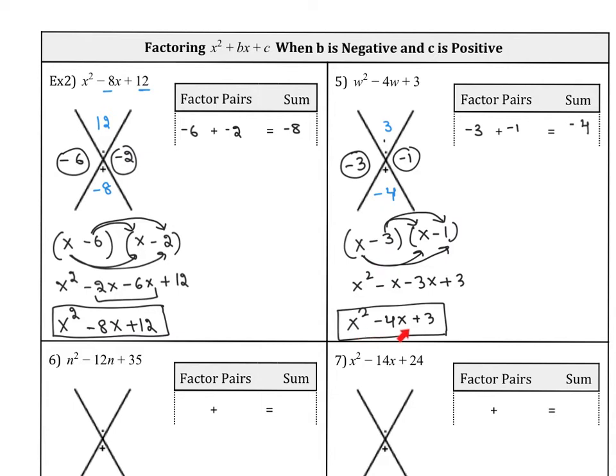Sorry, I used x squared. It should be w, but I'm so used to using x. That's why I used x in this one as well.